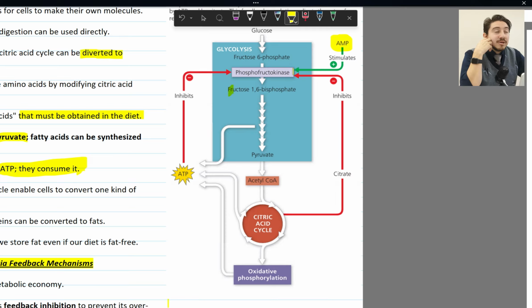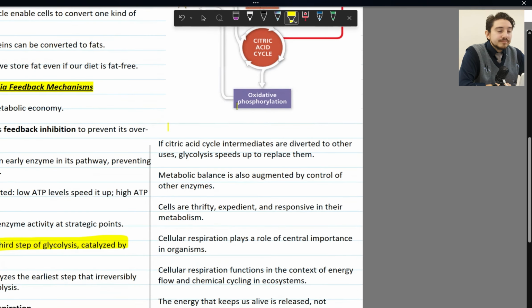Phosphofructokinase is just an enzyme that will produce this to this, and it can be inhibited or it can be stimulated. Not just ATP, but also citrate can come in and inhibit this molecule. So they both can be working on the regulation of this particular enzyme.